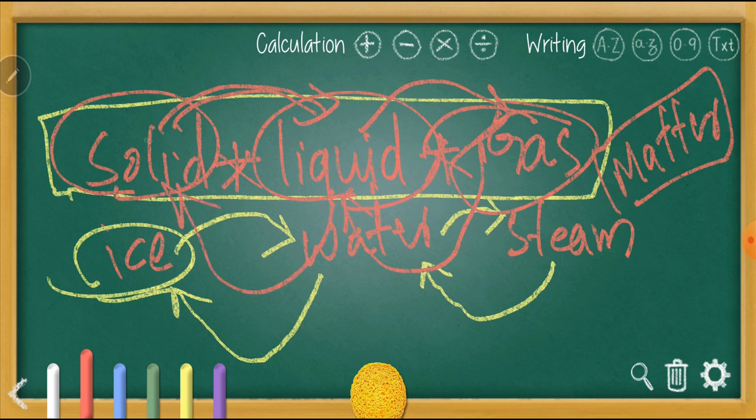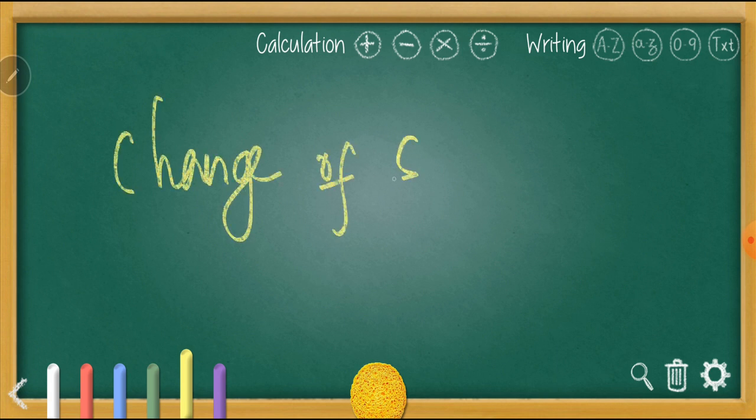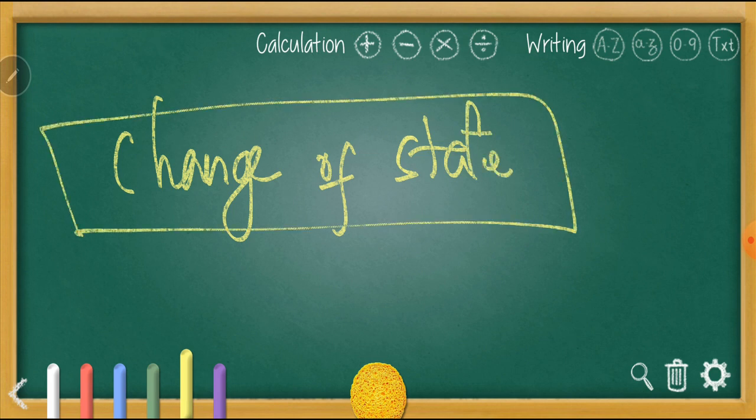So the change from one state to another, from solid to liquid, or liquid to gas, or solid to gas, or back from gas to liquid, or gas to solid, these changes are called change of state. What is it called? Change of state. So change from one state to another is called change of state.